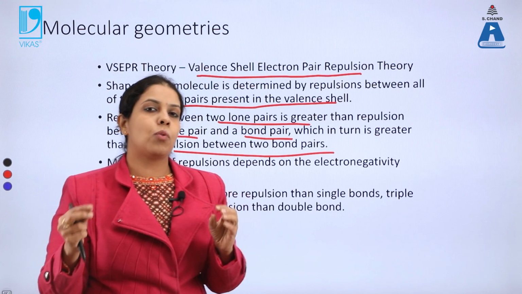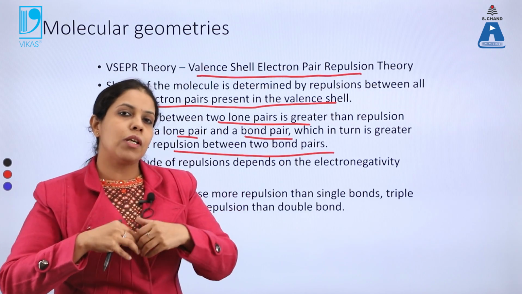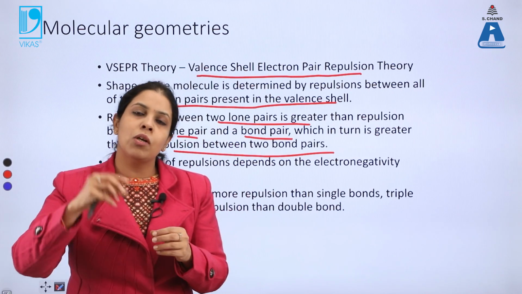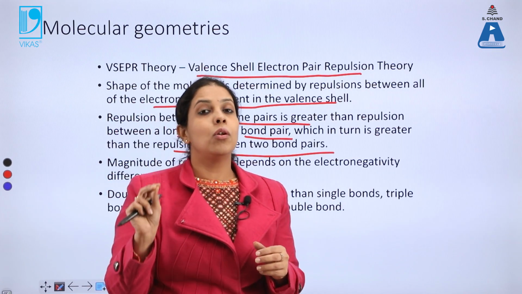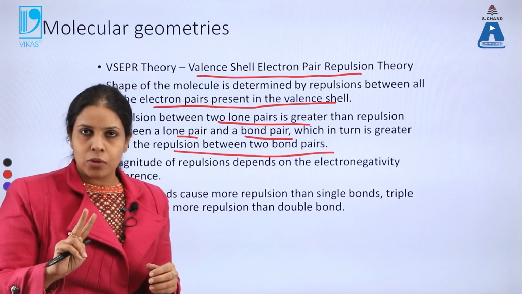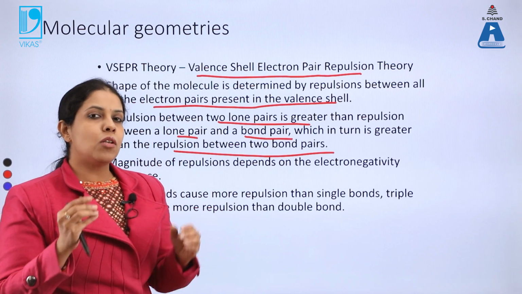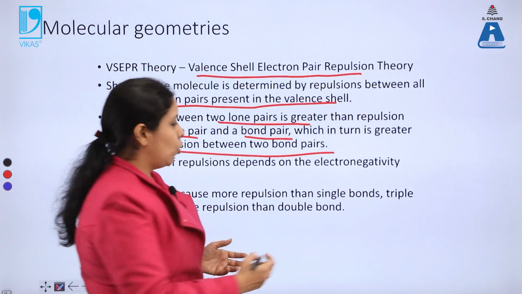But a lone pair is one which is lonely. It doesn't want to participate or go to the other atom. It is situated only on one atom. Those are known as lone pairs. So there are 2 types of electron pairs, lone pairs and bond pairs. Now, lone pair repulsion is more.